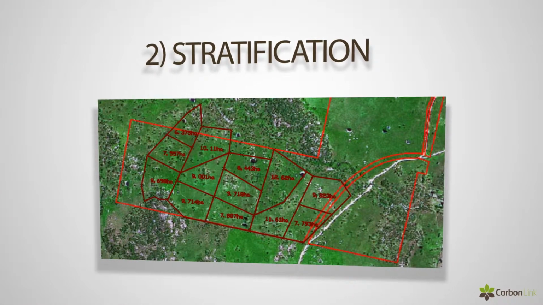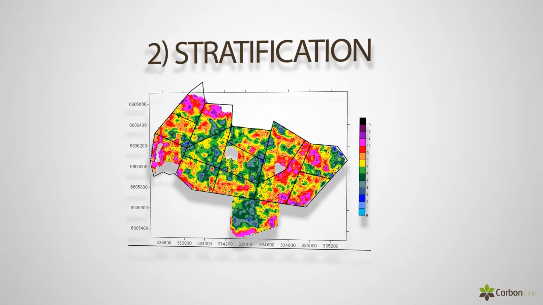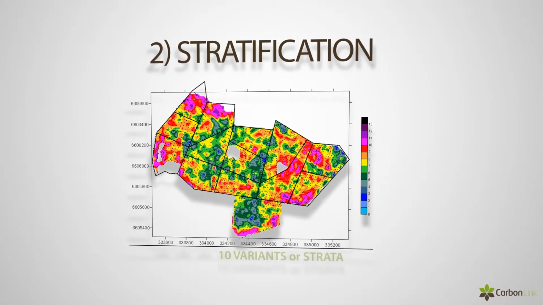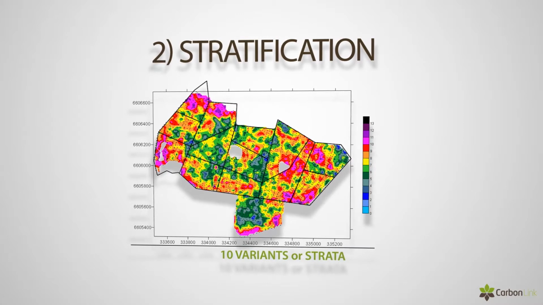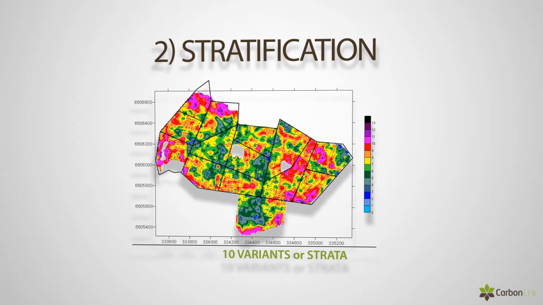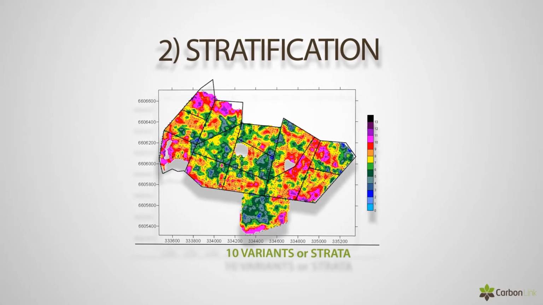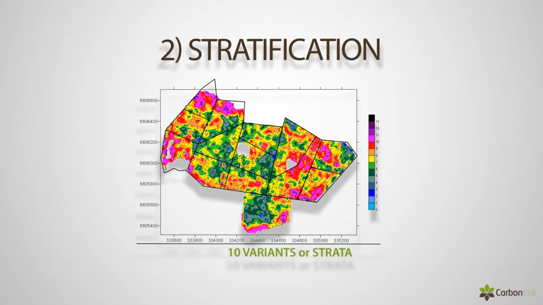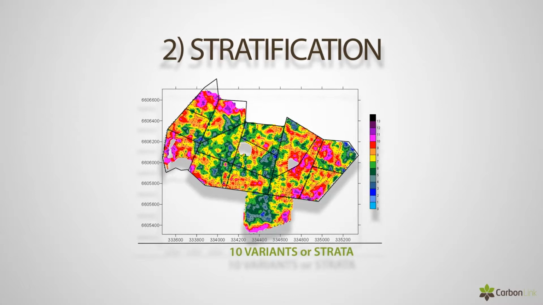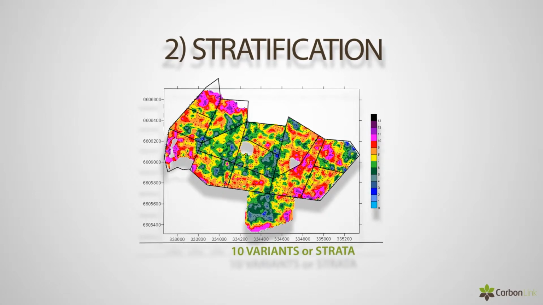And you can see occurring here a variation map. And on that map there are about 10 variants of soil type. We're not measuring carbon, we're simply measuring variation in the soil, which is the enemy of measuring soil carbon correctly. And those are called strata. So that's the stratification process.